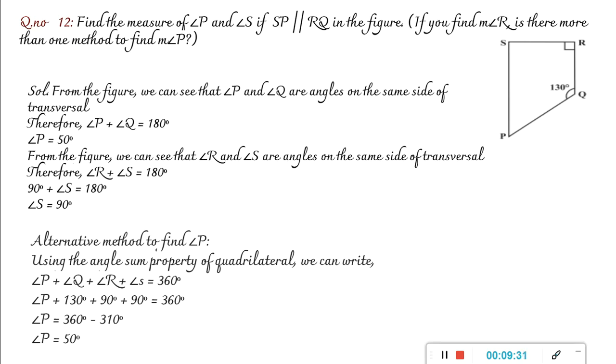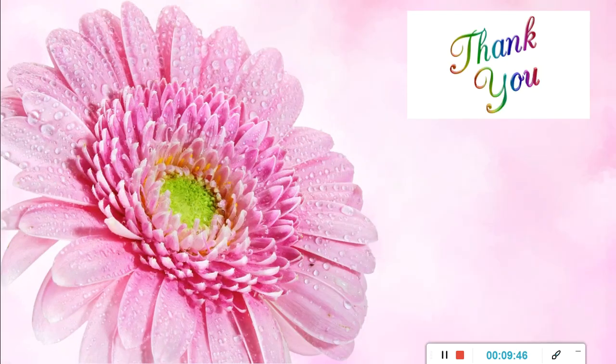This is the alternative way to find angle P. Both the ways are correct, but the first one is the direct way. In the second, first we have to find the other three angles, and only then can we find the value of the fourth angle. Okay, clear? So here we are completing our session.